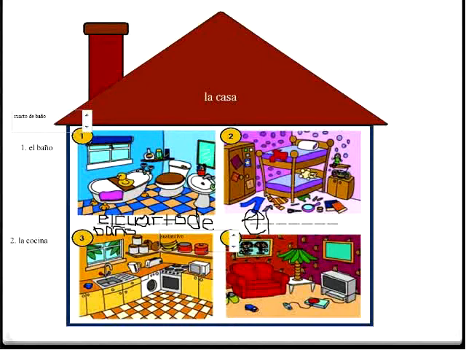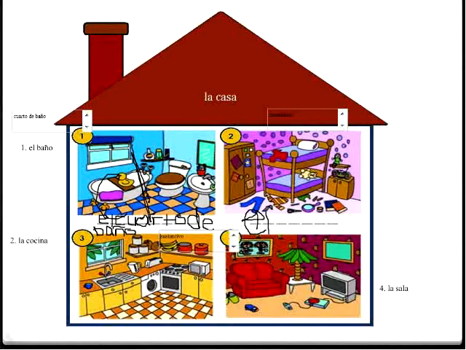So first, what's that first room called? El baño. Baño. There we go. Número 2. What's number 2? El dormitorio. You're trying, and that's what I like. El dormitorio. Okay.